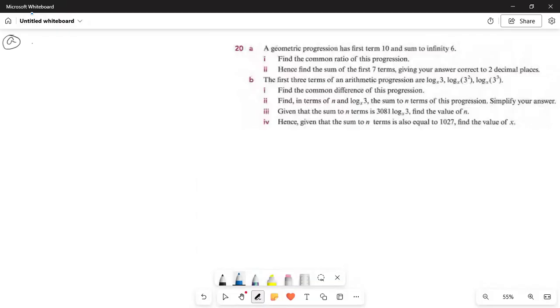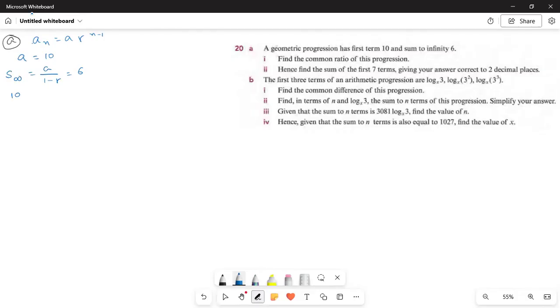Okay, so geometric progression, the nth term, remember it is a times r power n minus 1. So the first term, which is a, is given as 10, and the sum to infinity is 6. So if I add infinite terms, which is a over 1 minus r, that is going to be 6. And since a is 10, I can say 10 over 1 minus r.